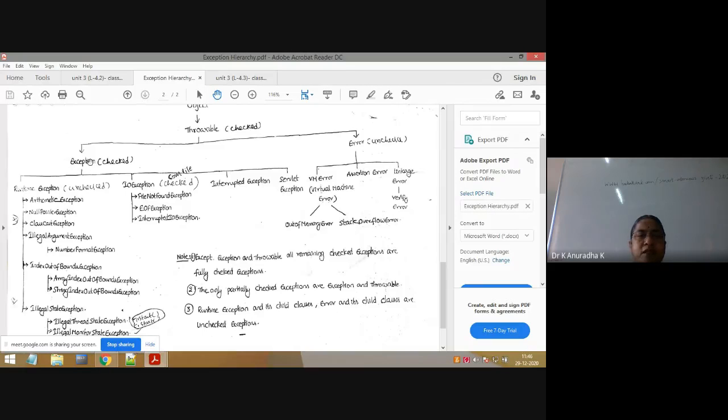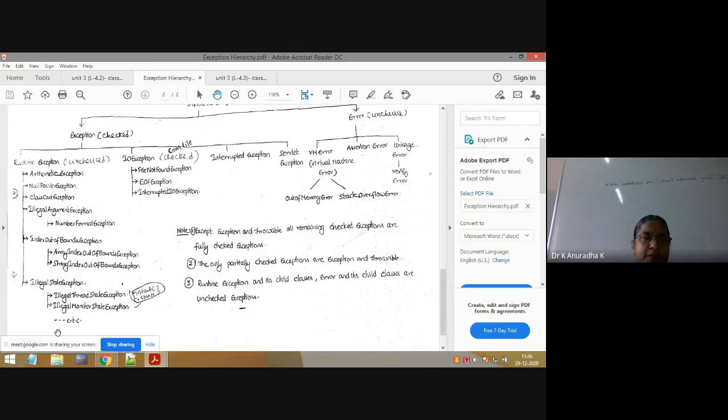Now under exception we have 4 subclasses. They are runtime exception, IO exception, interrupted exception, and servlet exception. Next, coming to this point, runtime exception is a subclass of exception. So exception is superclass and runtime exception is the subclass. And runtime exception is unchecked. And one more important point is under runtime exception, this hierarchy is there.